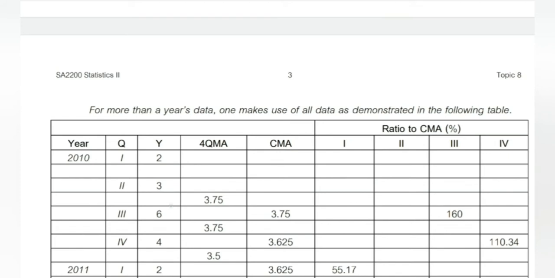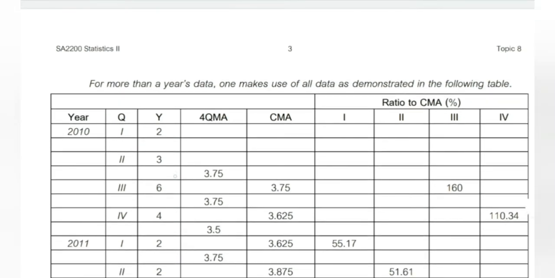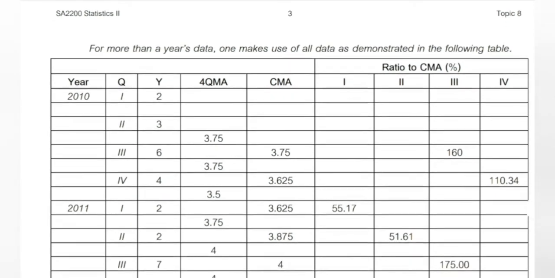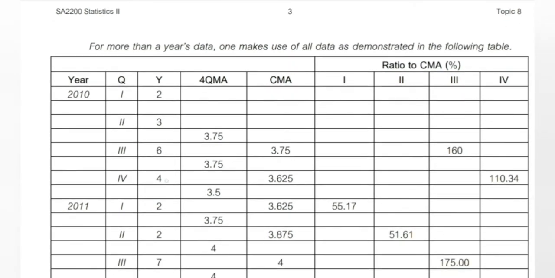The next 4 successive values: 3 plus 6 plus 4 plus 2. Then you divide by 4. Quarterly average 3.75, right in the middle of these 4 seasons. The next one: 6 plus 4 plus 2 plus 2, divide by 4. Average 3.5 in the middle. So on. You go this way.